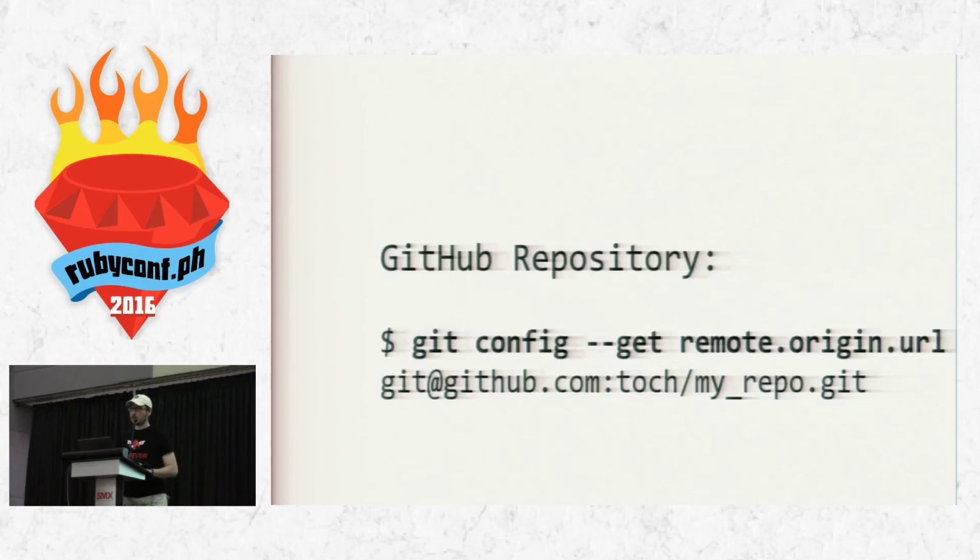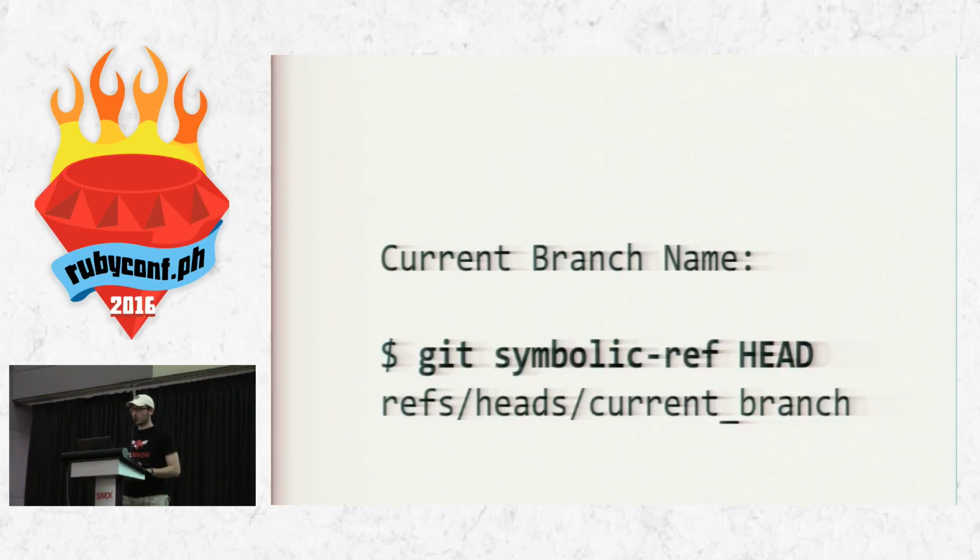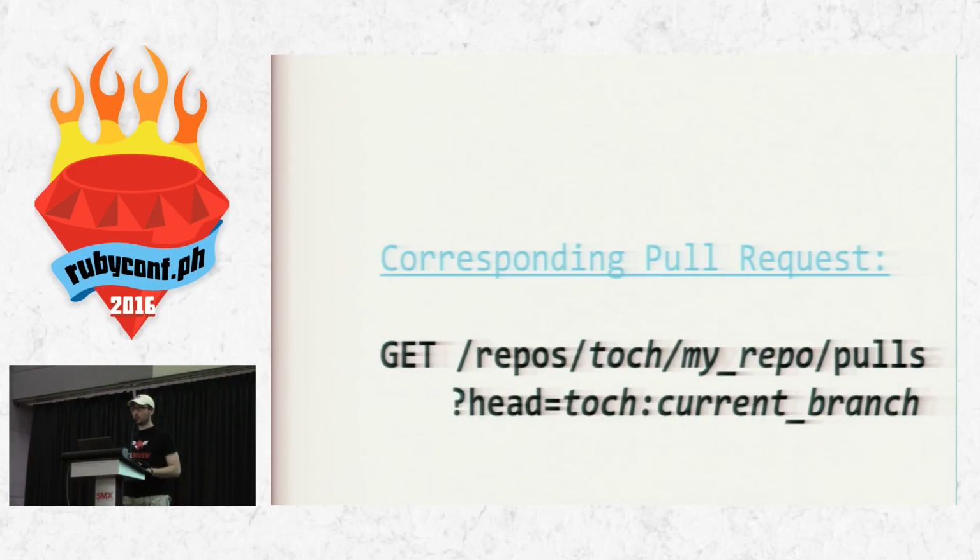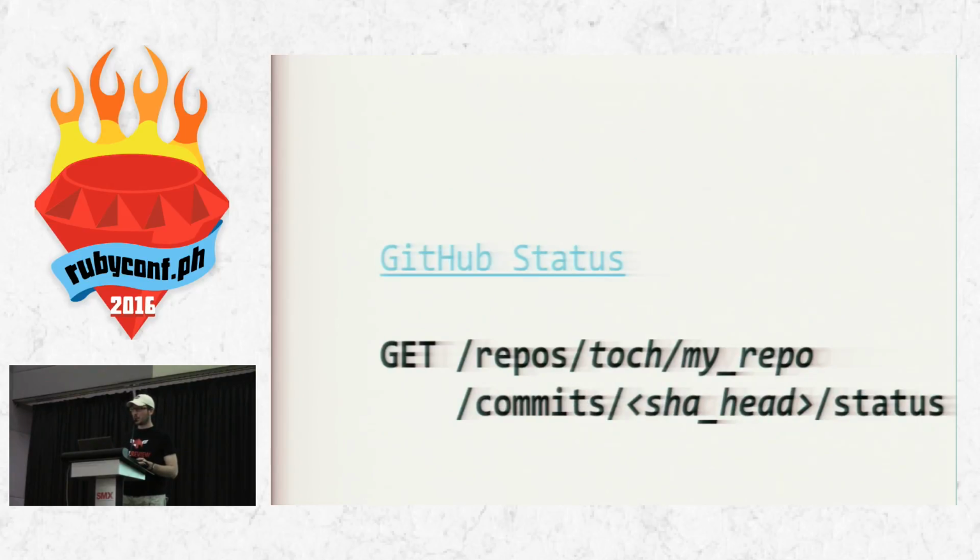We need to know a few things before doing that. First, we need to know which repository it is. We can do that with the git command and obtain the URL of the remote repository, like here. We need to know the name of the current branch. Again, we can use the git command for that. We need to find the corresponding pull request, and for that we will use the GitHub Web API. For a given repo, you want all the pull requests, and you can filter them in order to keep the current branch, the one you work on. And then you want to retrieve the GitHub status for a given pull request. The way you can do that is having the SHA of the head commit of that pull request and request the status for that commit.